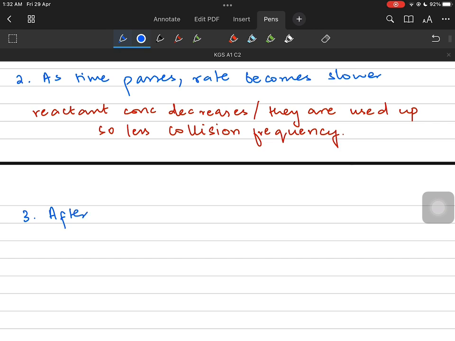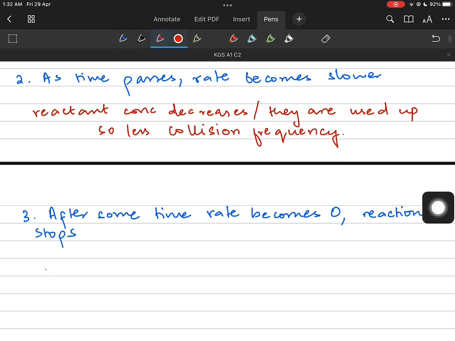rate would become slower. After a very specific time, the rate becomes zero, the reaction stops. Definitely, it does not mean that the reaction is completed over here. Maybe there was some contamination that did not result in 100% product, but at least the reaction stops. There's no further change after a while.